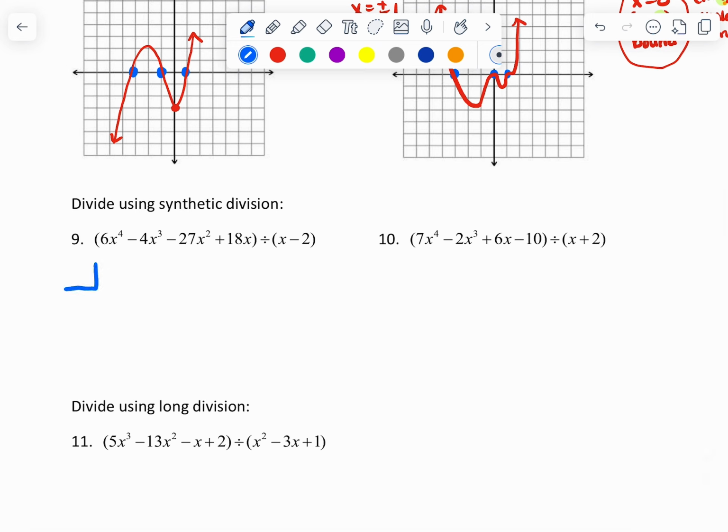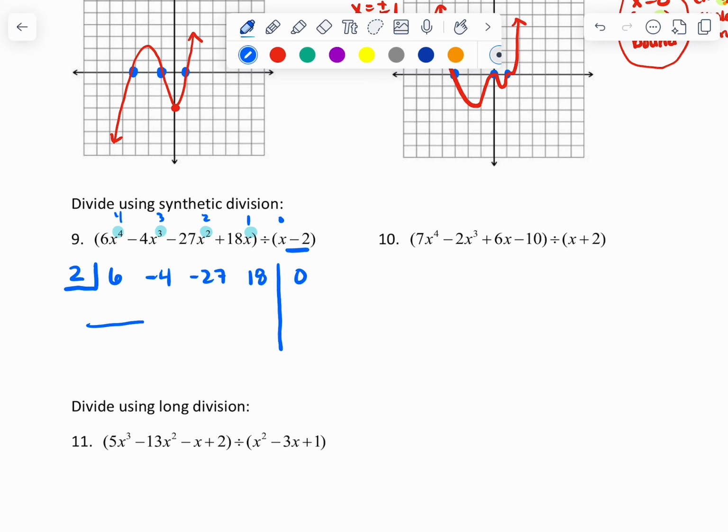So again, make your little backwards L, right? Here, if I go x minus 2 equals 0, x is going to equal 2. And then I need to make sure that these things go down in descending order. 4, 3, 2, 1. Oh, it's missing a 0, right? So that means I don't have an x to the 0 power. I'm going to have to hold its place with a 0. So this is 6, negative 4, negative 27, 18, and a 0, right? Because it's missing. This is the x to the 4th, 3, 2, 1. It's missing that 0 part. Okay, so I have to hold its place with the 0.